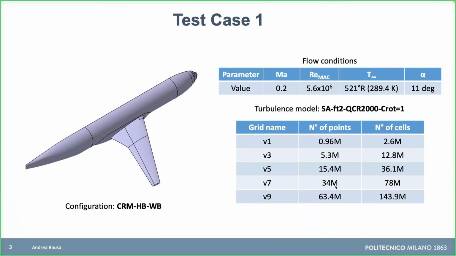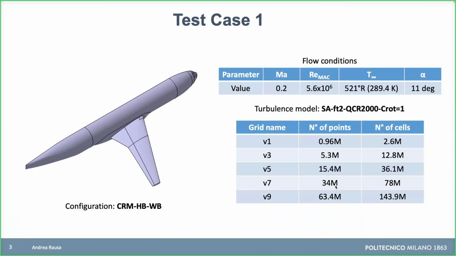It's 290 Kelvin, and the angle of attack is fixed in such a way that they assured us that there shouldn't be a separation. So we went blind on that. It's a blind test case, no experimental results. And this is the geometry.